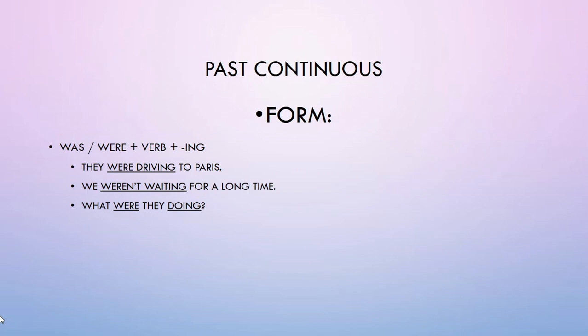Now have a quick look at the past continuous form. The past continuous is made up of was and were plus the verb plus ing. They were driving to Paris. We weren't waiting for a long time. What were they doing?